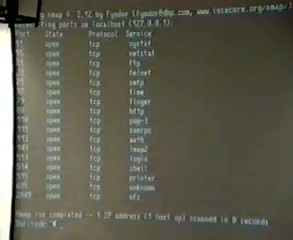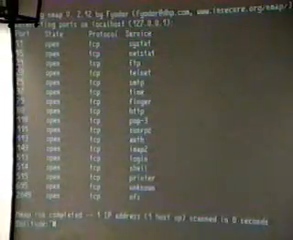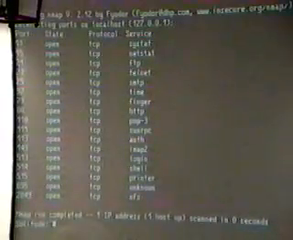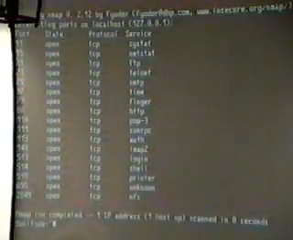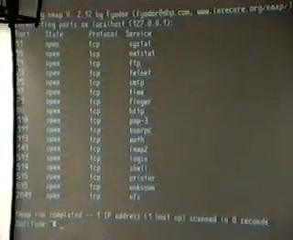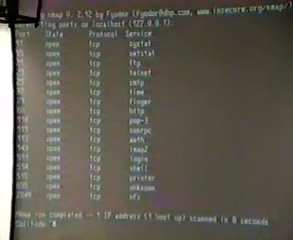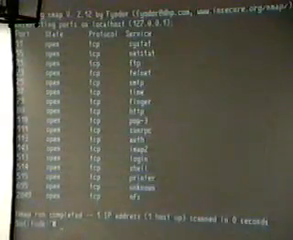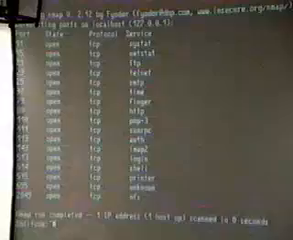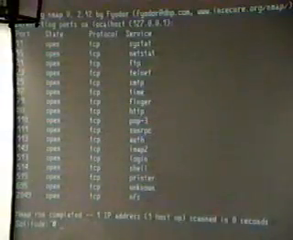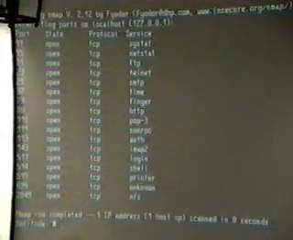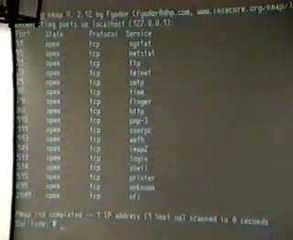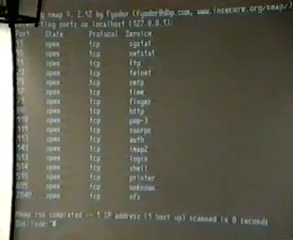The next flag is nmap -sS, capital S, localhost or target. This is a TCP SYN scan. This technique is often referred to as half-open scanning because you don't open a full TCP connection. In other words, you don't do the three-way handshake. It waits for a SYN/ACK from the destination. If a SYN/ACK is received, then the port is open. If not, it's obviously closed.